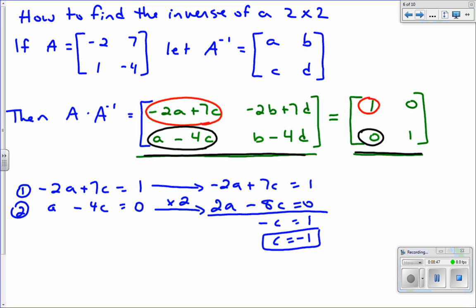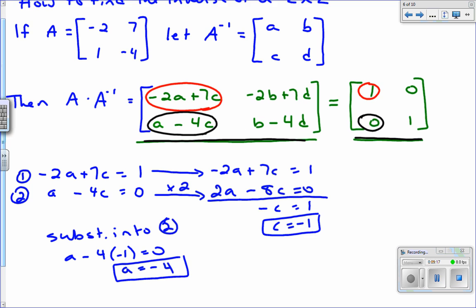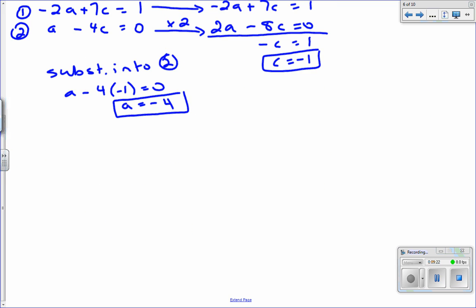I now know one of the values of A's inverse. Okay, if I substitute that into equation 2, I'll get A minus 4 times negative 1 equals 0. So that'll be A plus 4 equals 0, so A will be negative 4. I now have the value for A. I'm going to use the same method now and solve for B and D.